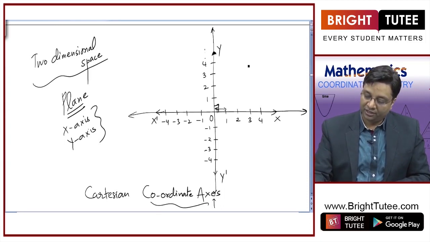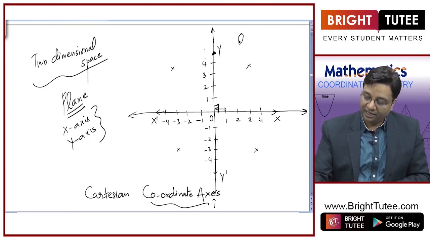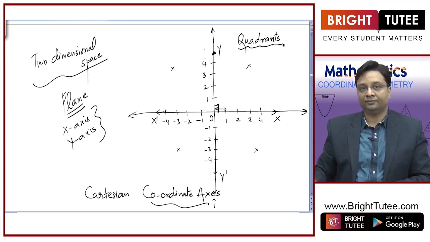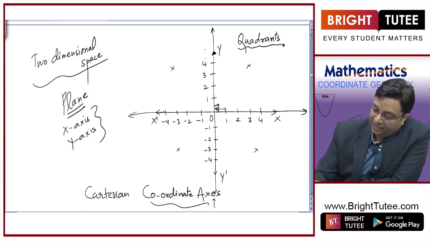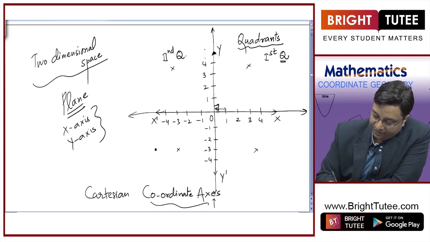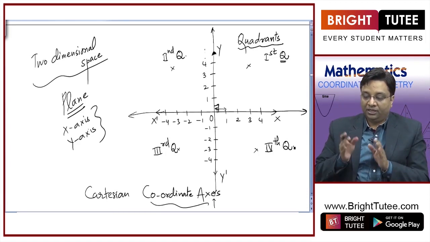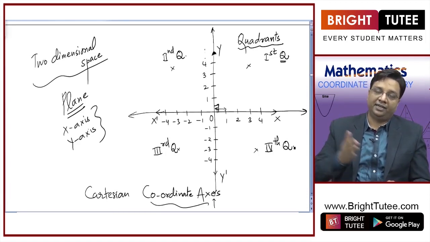Right? What are those 4 parts? This part, this one, this one, and this one. These 4 parts are known as quadrants, right? By convention we call it first quadrant. This is first quadrant. When I say Q, I mean quadrant here. This is second quadrant. This one is third quadrant, and this is fourth quadrant, right?